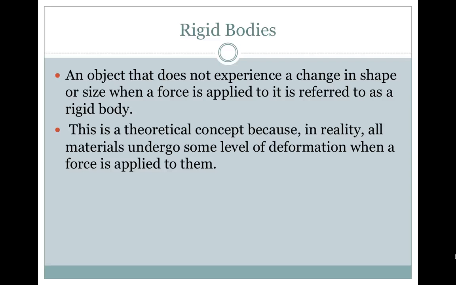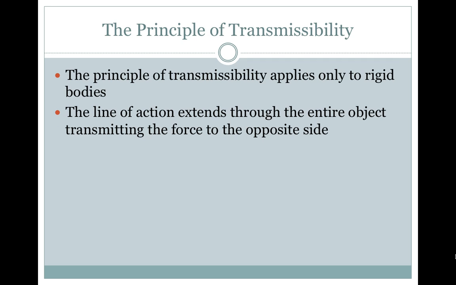Rigid bodies. An object that does not experience a change in shape or size when a force is applied to it is referred to as a rigid body. This is a theoretical concept because, in reality, all materials undergo some level of deformation when a force is applied to them. The principle of transmissibility. The principle of transmissibility applies only to rigid bodies. The line of action extends through the entire object, transmitting the force to the opposite side.